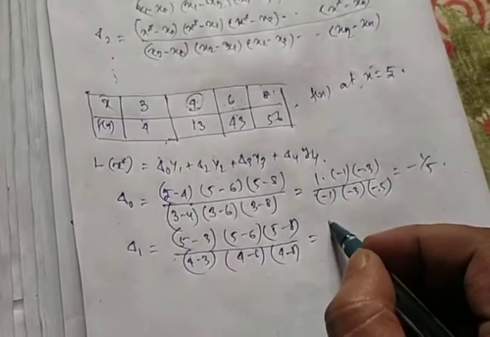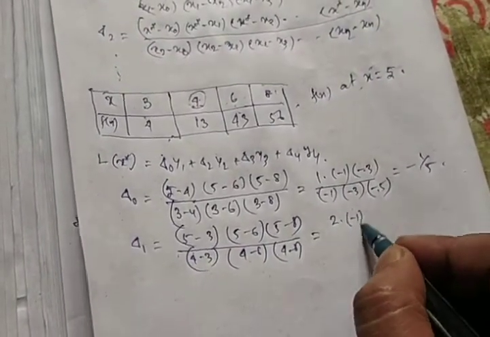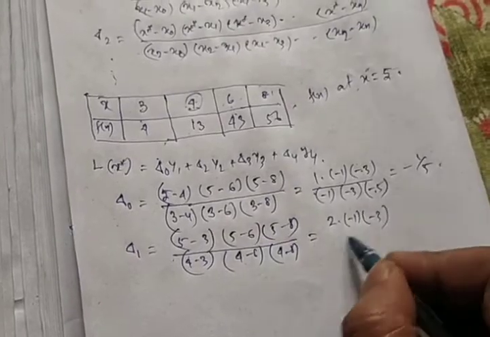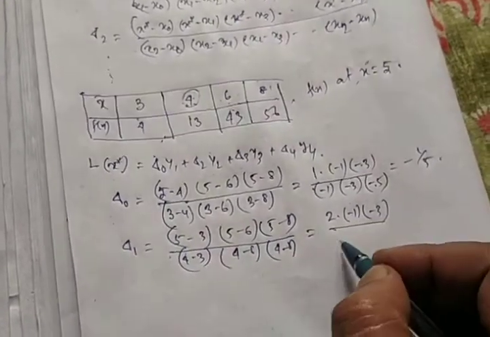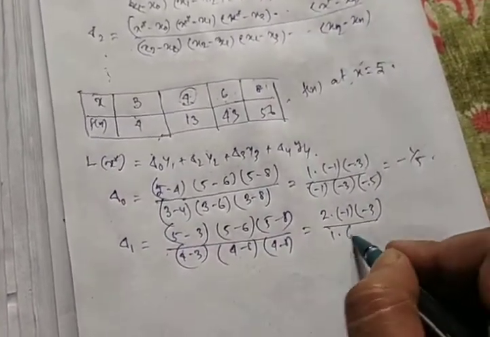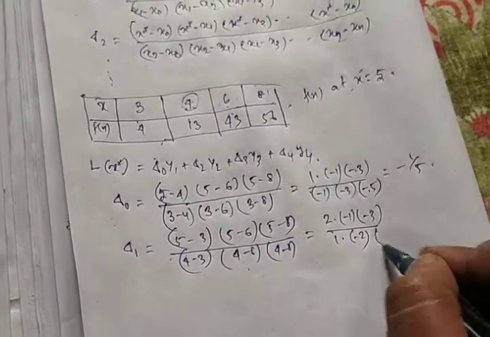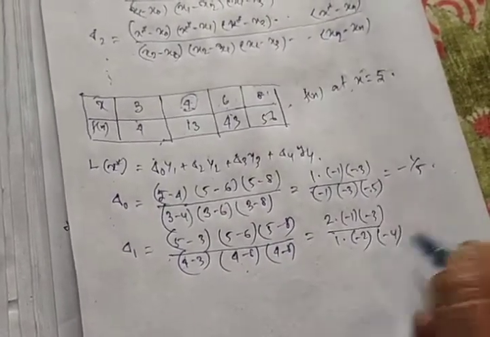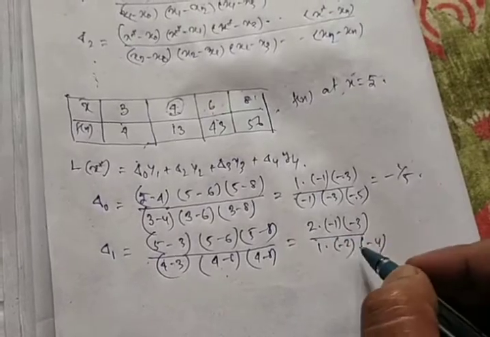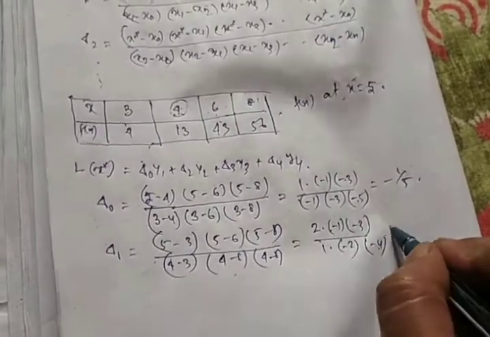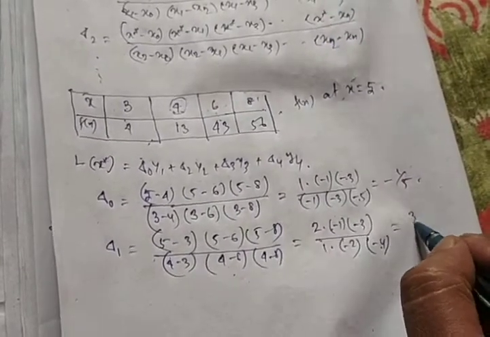Okay, so 5 minus 3 is 2, 5 minus 6 is minus 1, 5 minus 8 is minus 3, divided by 4 minus 3 is 1, 4 minus 6 is minus 2, 4 minus 8 is minus 4. Okay, so 2 will be cancelled out. This is minus 1 plus, this is minus 1 plus. 2 will be cancelled out. We will get 3 by 4.